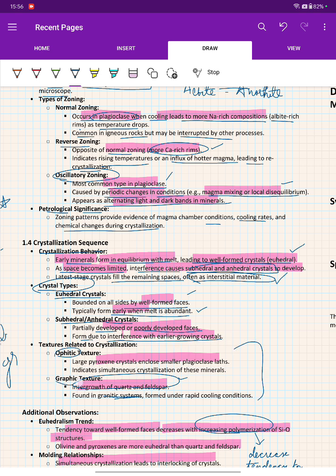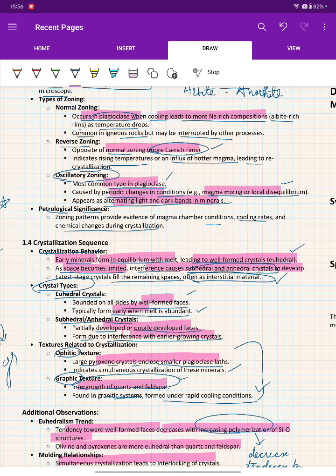Textures related to crystallization: we have ophitic and we have graphic. Ophitic: large pyroxene crystals enclose small plagioclase laths, indicating simultaneous crystallization of these minerals. Now graphic: it's the intergrowth of quartz and feldspar, found in granitic systems, and formed under rapid cooling conditions.